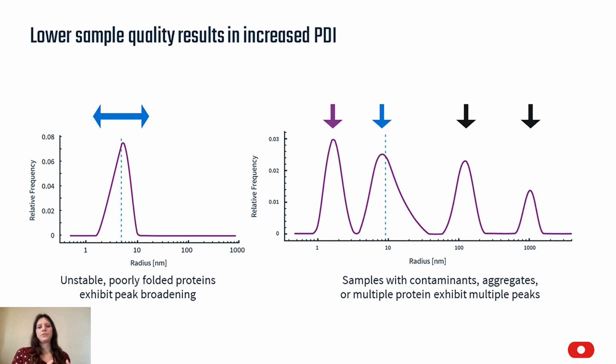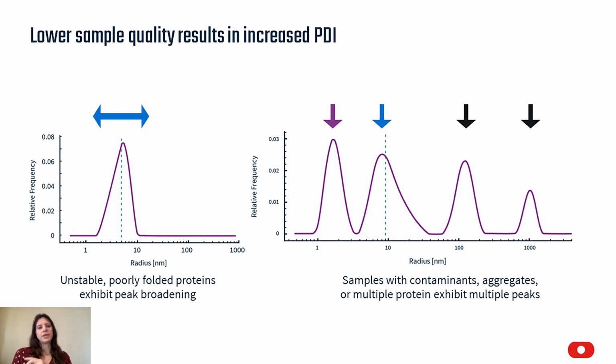There are a few ways a sample can exhibit an increase in PDI. On the left, we see an example of peak broadening, which increases that PDI value. Peak broadening occurs when all the protein molecules in that sample aren't uniformly folded, or when there are multiple species present, but they're within a few nanometers of size of each other and can't be resolved as distinct populations by the software. That overall peak height decreases and the width of the peak's baseline spreads out.